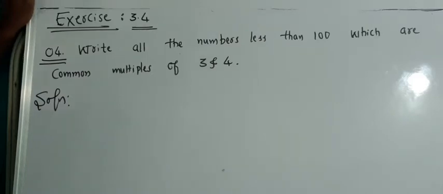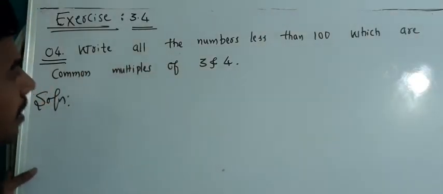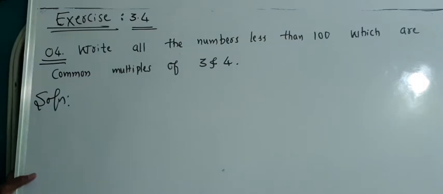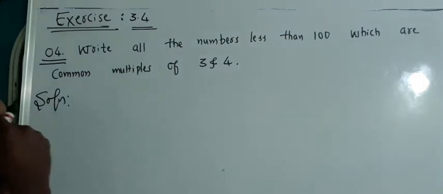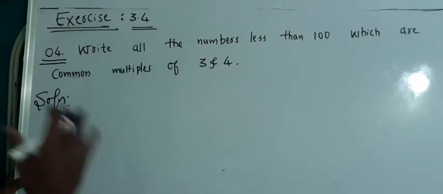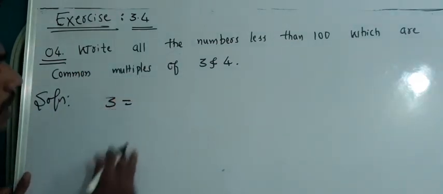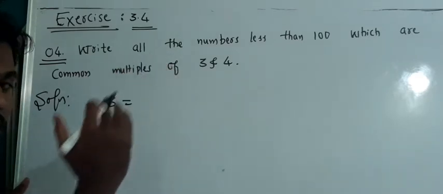Okay, dear children, in the last video I solved till third one. We'll continue with exercise 3.4, that is the fourth one. Fourth question: Write all the numbers less than 100 which are common multiples of 3 and 4. We need to write the common multiples of 3 and 4 which are less than 100. How can we write that? First I need to write the multiples of 3 which are less than 100.